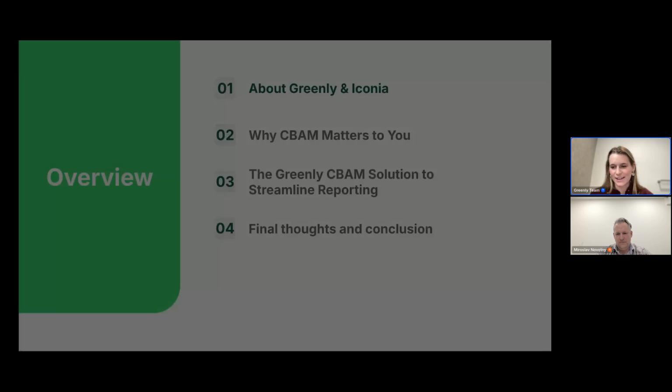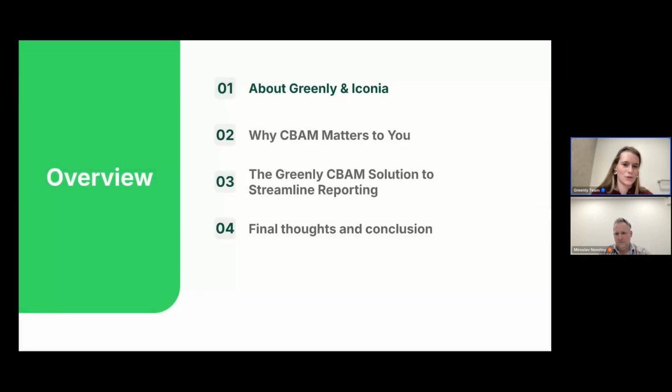Today's agenda is pretty simple, straightforward. We're going to be presenting a bit about Greenly and Econia first. Then we'd like to explore why CBAM matters to you, to your specific situation. And I'm going to be touching a bit on the Greenly CBAM solution to streamline reporting. And we'll be wrapping up with some final thoughts in conclusion.